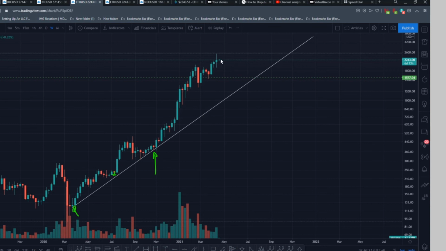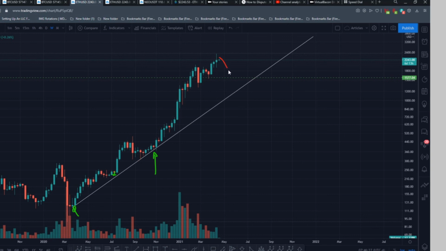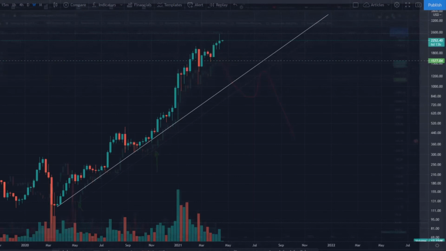So we can have a retest, something like this. We can have a sideways market, since we haven't had one in a while, or we can have a change of the trend, something like this, and then that will be a clear bear market. Okay, that will be a clear bear market. So these are the three possibilities that we have here. That is for Ethereum, and you need to pay attention to that.